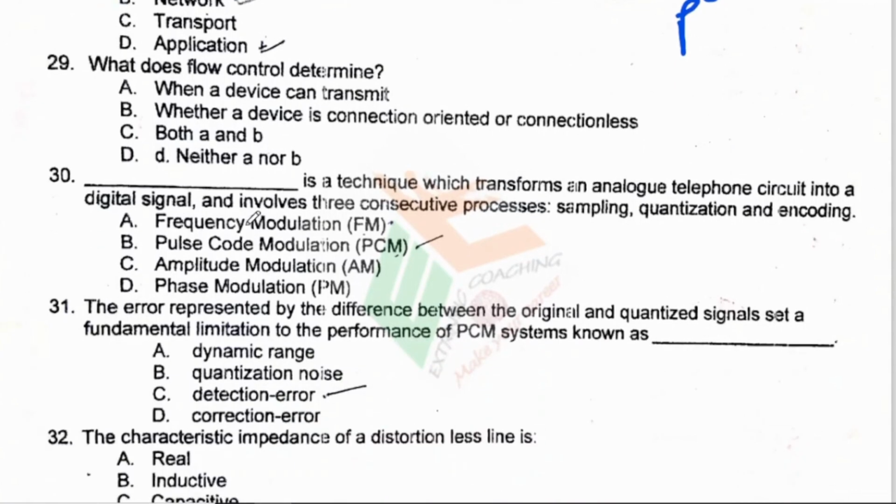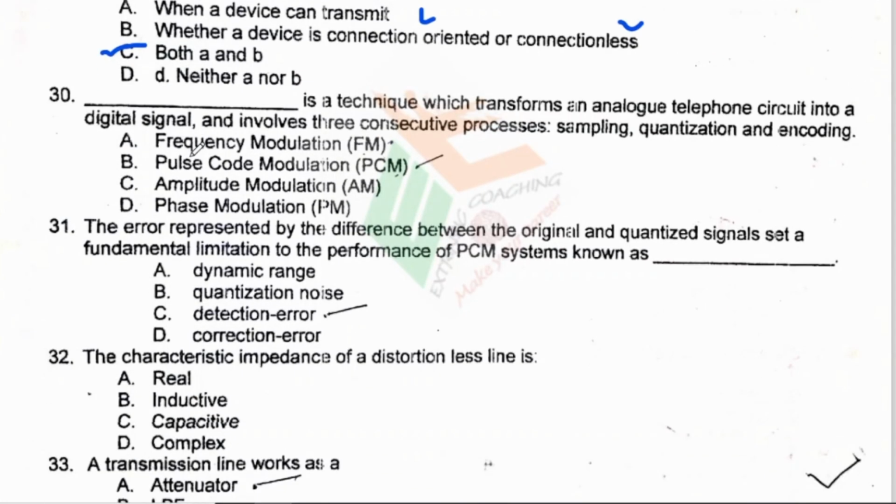Next question. What does flow control determine? Flow control determines when a device can transmit, whether the device is connection oriented or connectionless. It can determine both. So we will write both A and B as the correct one. Next question.